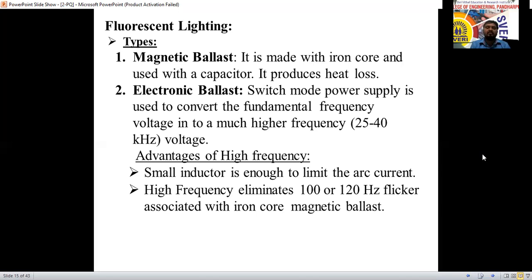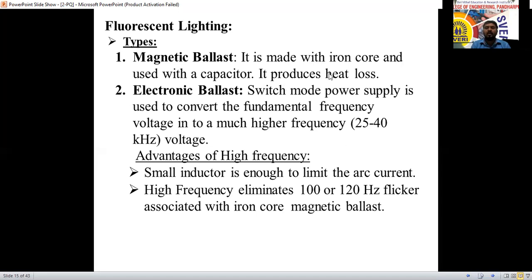What are the advantages of higher frequency? You can consider a small inductor is enough to limit the arc current. We have to produce the arc between one electrode and another electrode in a fluorescent tube, so that inductor is enough. Instead of a capacitor in the magnetic ballast, we are going to use a small inductor in the electronic ballast.